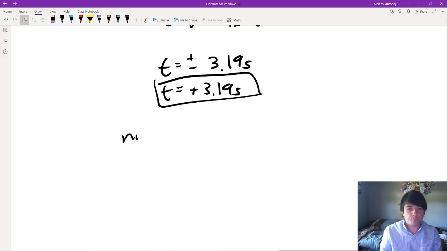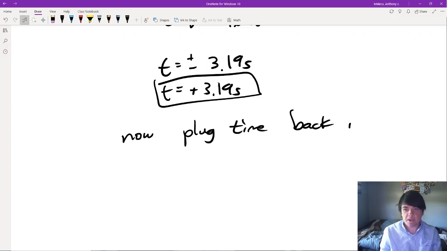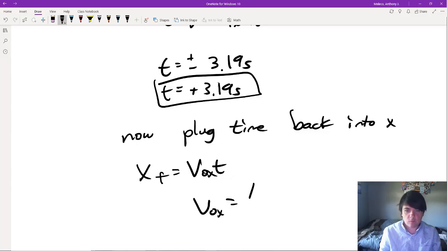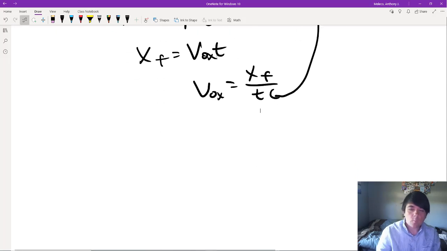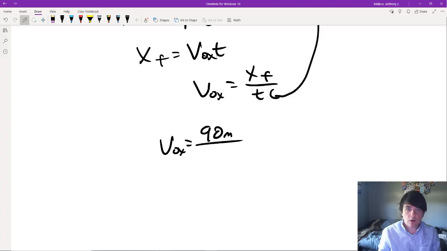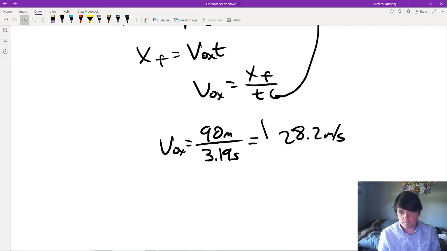So now, plug time back into x. So x equation was x final. Well, we already had solved this, right? Where we had solved for v naught x. So v naught x was x final over t. And so we're going to take that, plug it in there. So v naught x is equal to, I believe it was 90 meters over 3.19 seconds. And this gives us our v naught x of 28.2, okay, which is our answer.